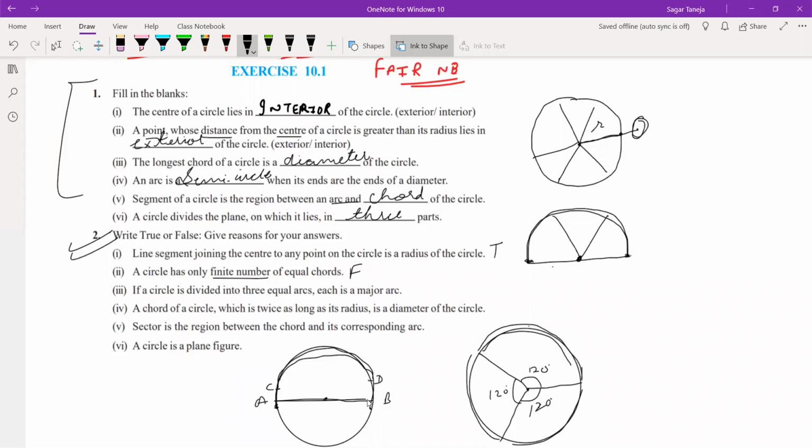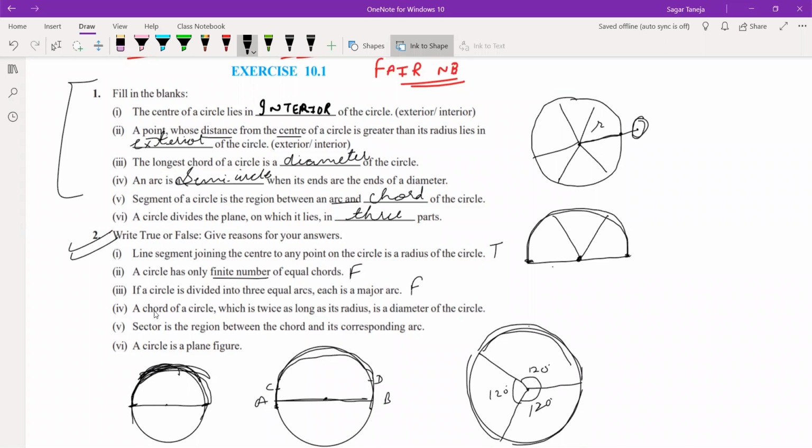A minor arc lies before the diameter. So it is like this. If we have a circle and a diameter, then these are minor arcs. From here to here, this is a minor arc. If you take from here to here, then this will become a semicircle. If you go more than this, then this will become a major arc. So three equal arcs, if you draw them, all will be minor arcs. It will not be a major arc.